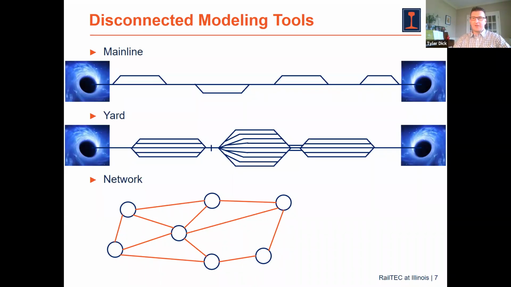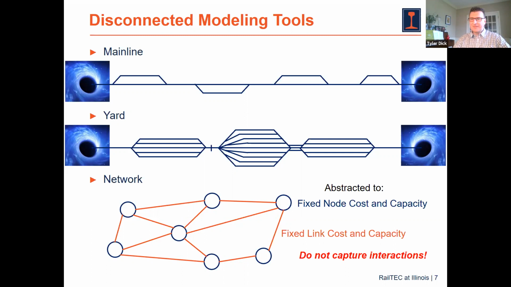And when we look at a network model, these detailed operations of our main line and our yards are abstracted into some fixed node costs and capacities, or a fixed link cost and capacity. That works well for a lot of traffic assignment and planning models, but it doesn't really capture some of the interactions between the links and nodes.